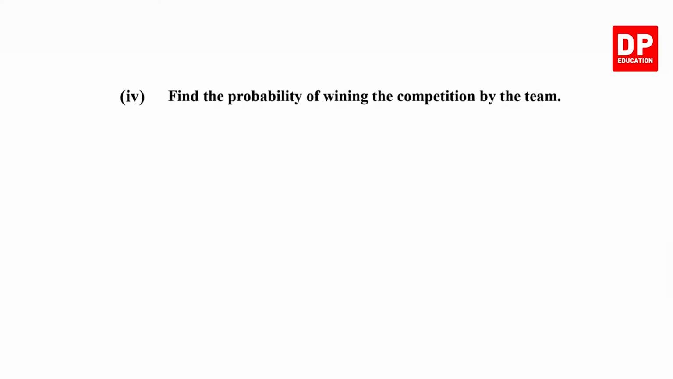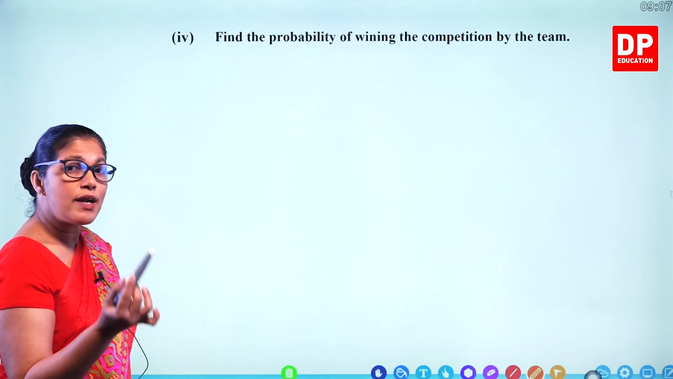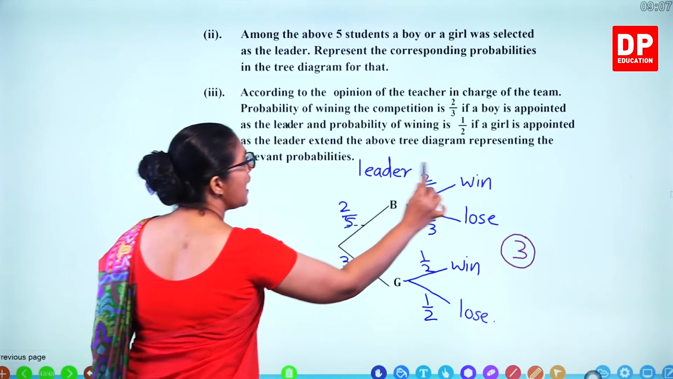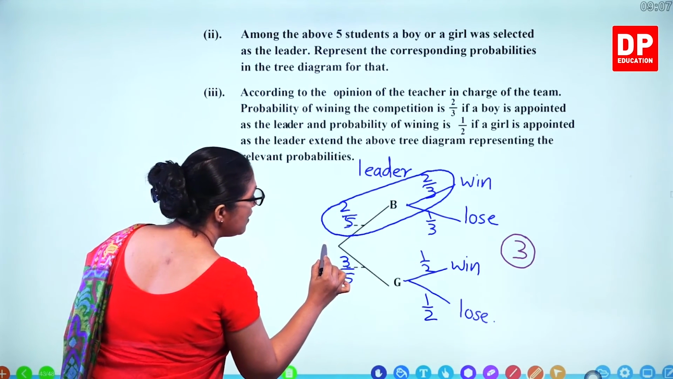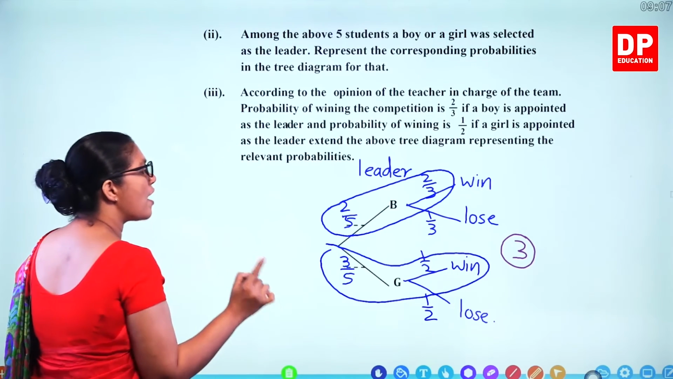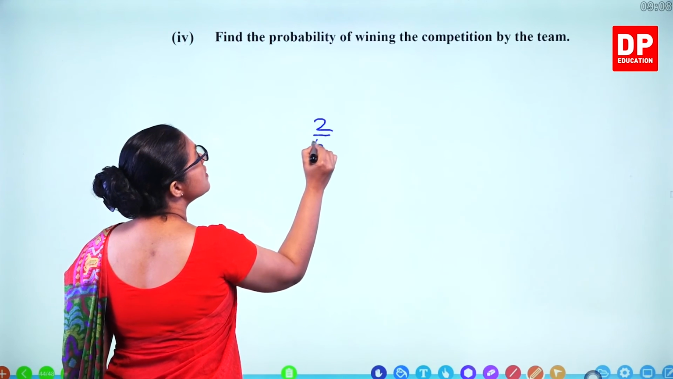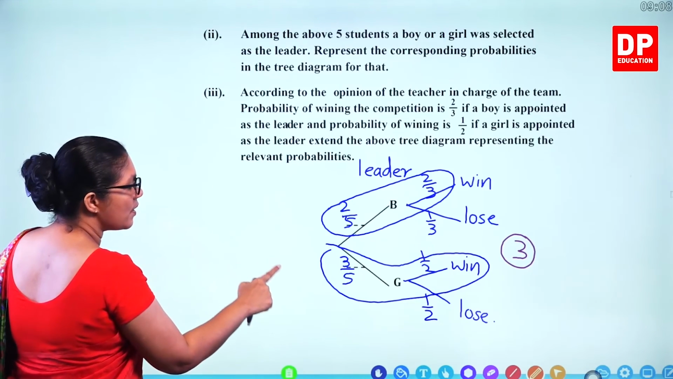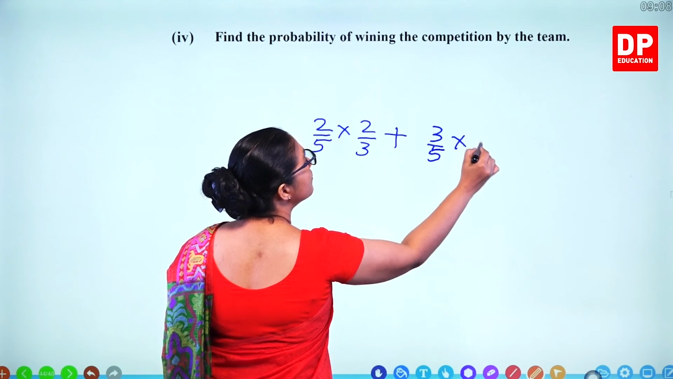Now let's do the last part. Find the probability of winning the competition by the team. So it can be a leader as the girl or a leader as the boy. So what are the branches we can take? We can take this branch, boy and winning, or girl and winning. So 2 branches are there. 2/5 into 2/3, or what's the other one? 3/5 and 1/2.